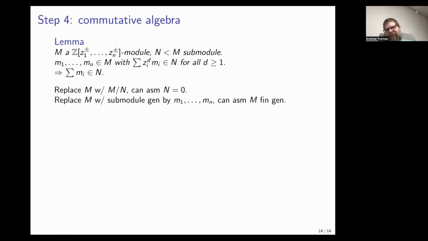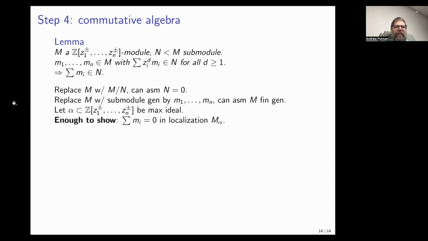And that means once I'm dealing with finitely generated modules, then I can actually do commutative algebra. I can do localization and stuff. Okay, so how am I going to prove this? I want to show that the sum of the M sub i's is 0. That's my goal. And to do that, consider a maximal ideal alpha inside this ring of Laurent polynomials. It's enough to show that if we localize at this maximal ideal, the sum of the M_i's is 0.